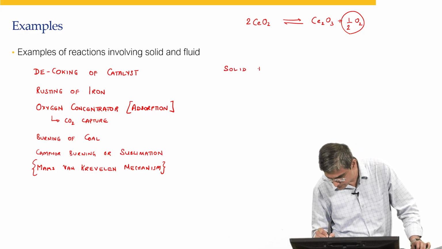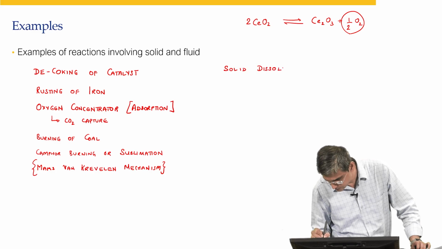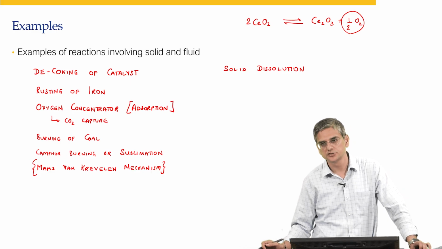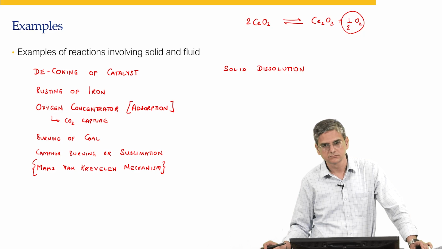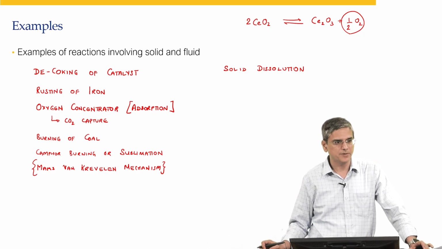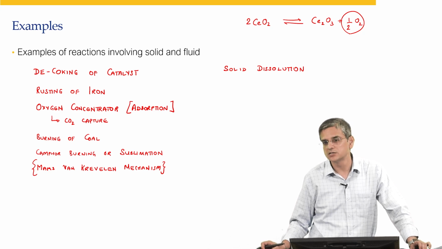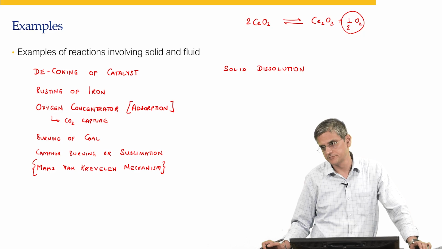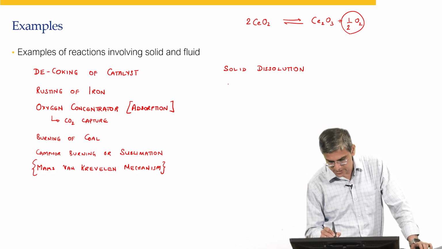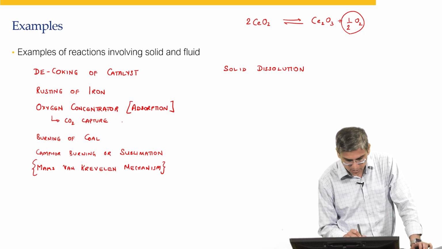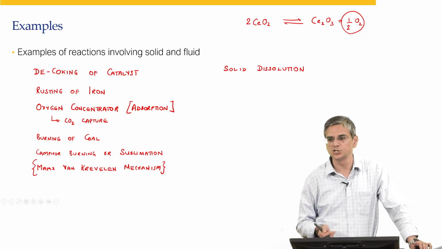Solid dissolution. Solid dissolution is one more. And again, we talked about magnesium carbonate. So you do have, for example, soda lime and other materials that are used for CO2 capture. So that is basically CO2 capture on an adsorbent. So that's a physical CO2 capture.